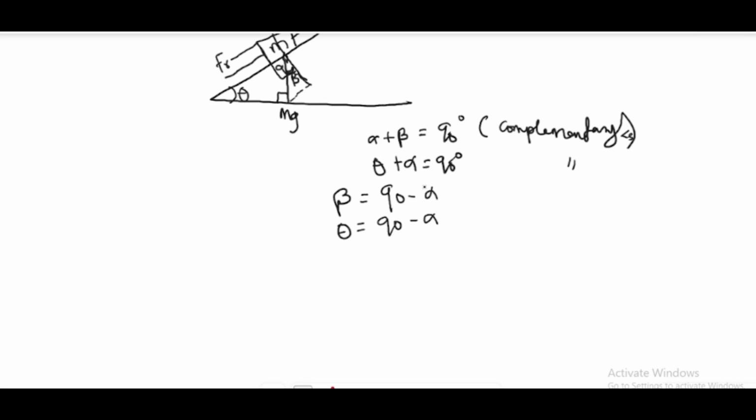So what does that tell you? That theta is equal to beta. Have you seen how and why these two angles are the same? That is why in books you see theta here, and you also see theta here. So that is the reason.